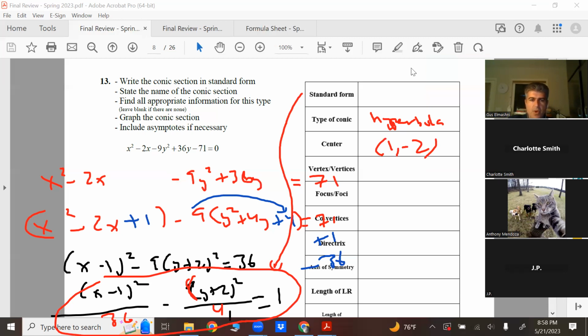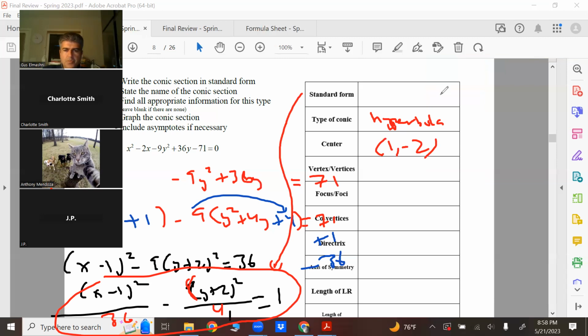Now let's do a drawing. By the way, directrix doesn't apply to hyperbolas. I'm not going to ask about latus rectum. I'm not going to ask about axis of symmetry. But let's do a quick sketch. 1, -2 is right here. And your a is going to be 6, and your b is going to be 2. So you've got to go 6 left, 6 right, 2 up, 2 down. That's how you have to read that, just like you would for an ellipse.